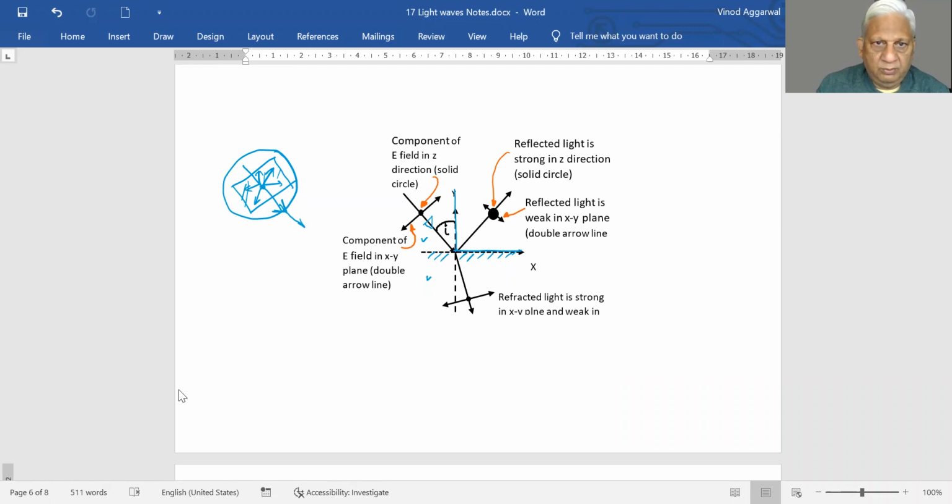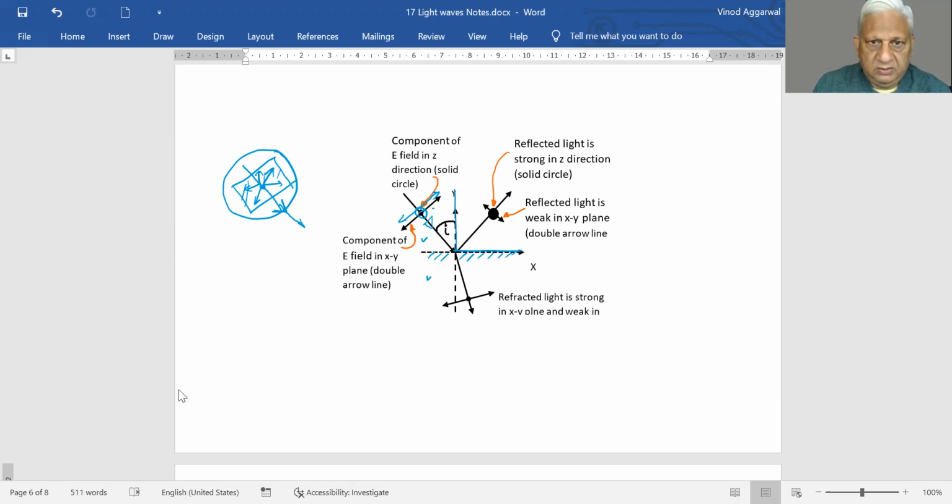Now, if we superimpose, if we imagine this portion happening here, then this wave will have components in XY direction. This double arrow shows components of the electric field in XY direction. And this dot, which will be perpendicular to it coming out of the plane of paper, is in Z direction.